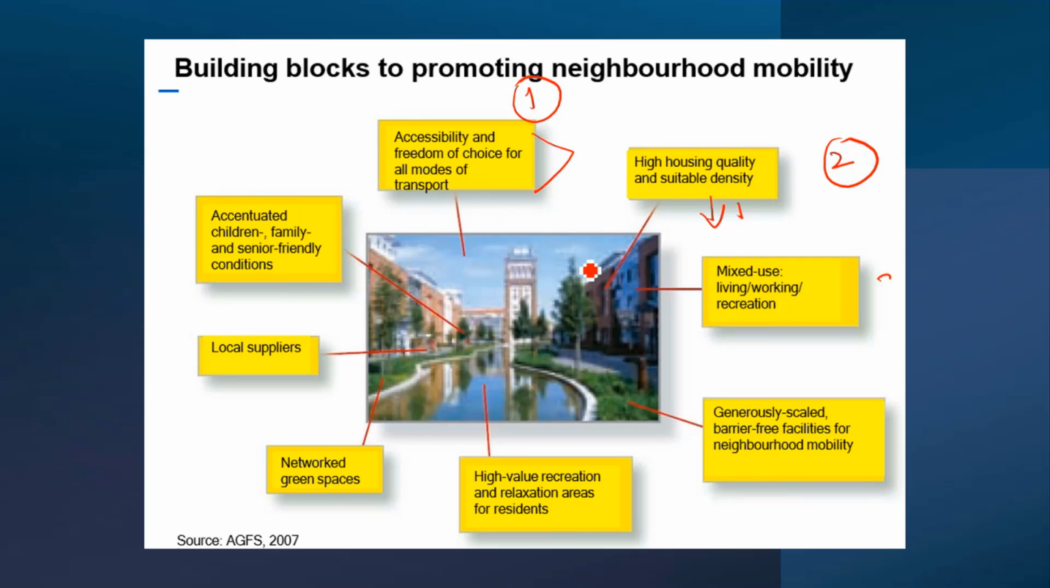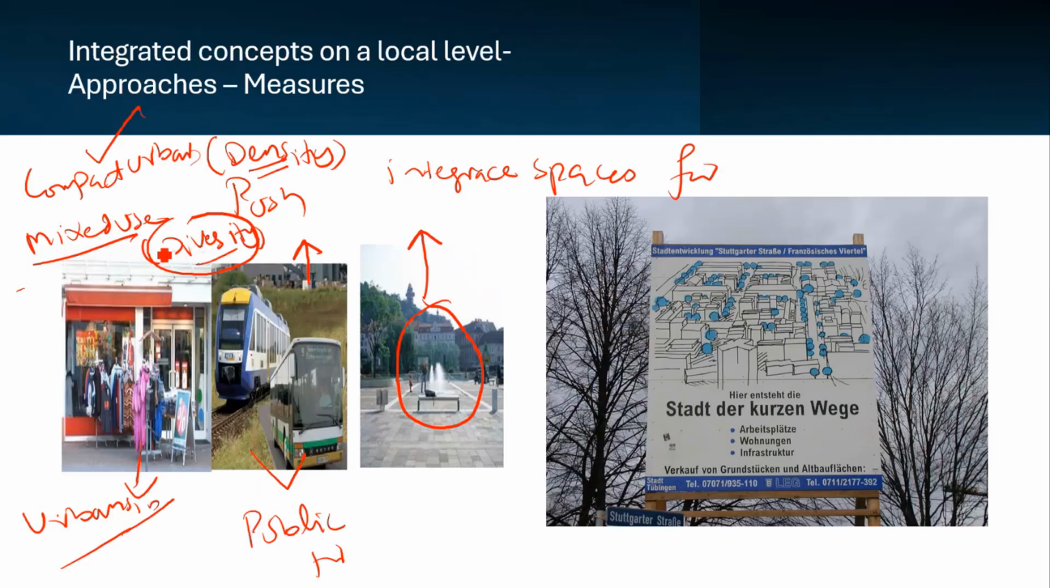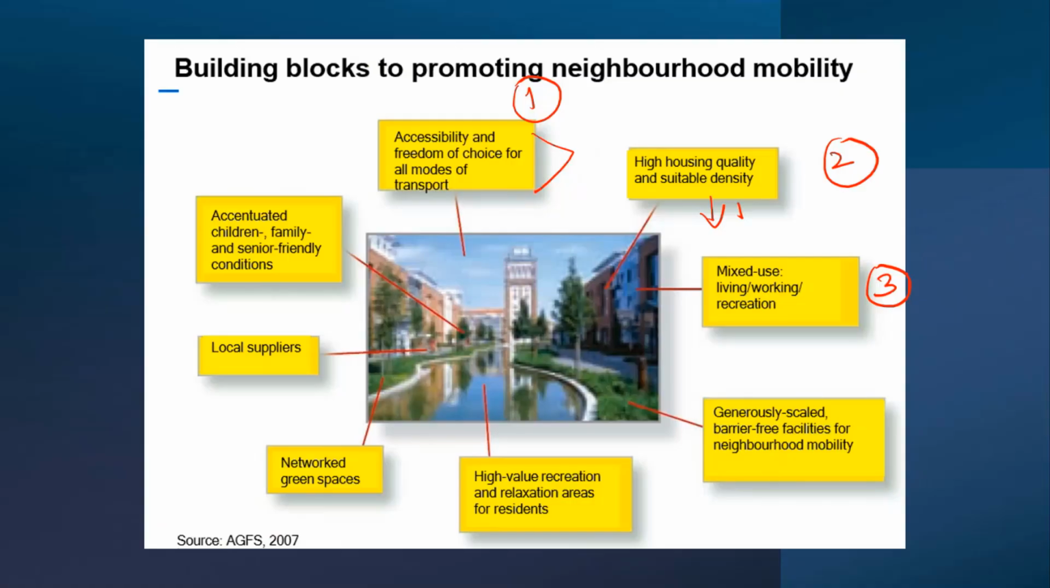Okay, and then the third point is mixed use, which we already discussed in great detail, where we are trying to focus on diversity, so that all the functions could be established within the area, within the surroundings, so that he or she should travel less. And then the fourth part is how we can come up with facilities which are free for all, for neighborhood mobility.